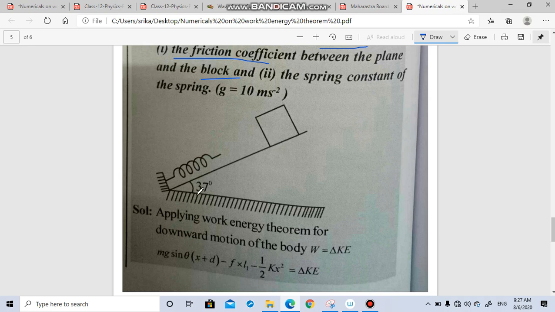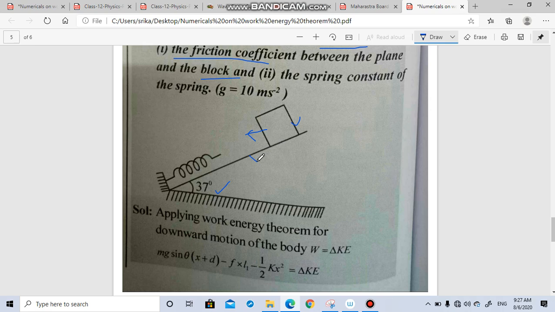The situation is like this. There is an inclined plane making 37 degrees. There is a block, and this block is hitting this spring, as I told in the previous question, and this spring is also attached to something. What will happen when this block moves in this direction? It will try to compress the spring. So in this situation, there is friction between the block and the inclined surface.